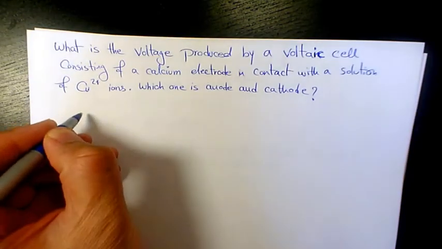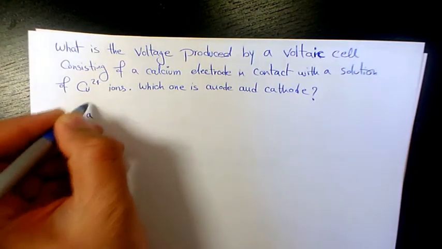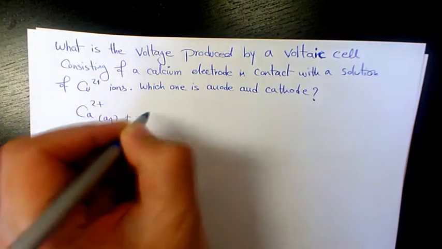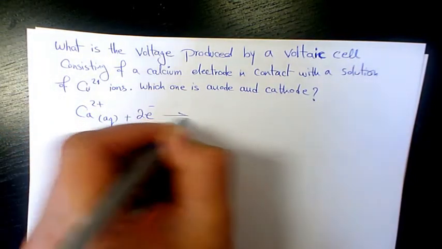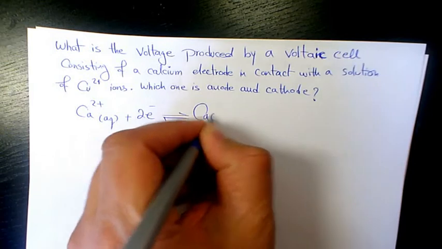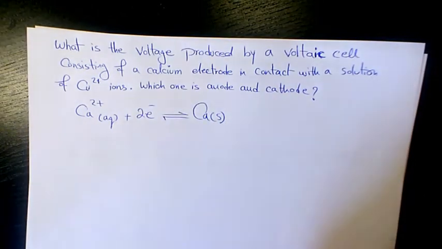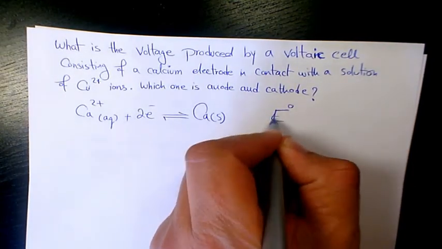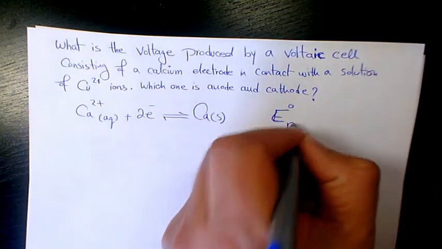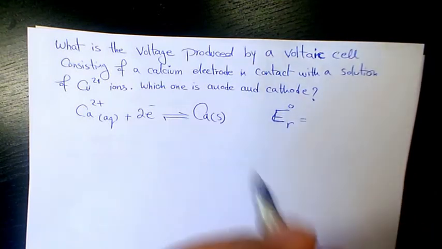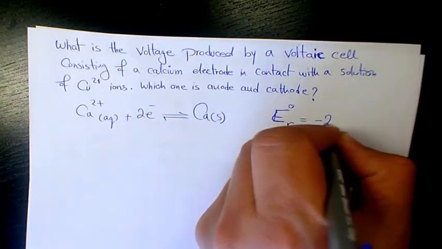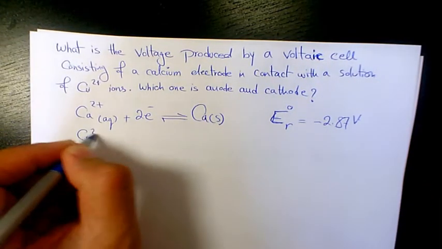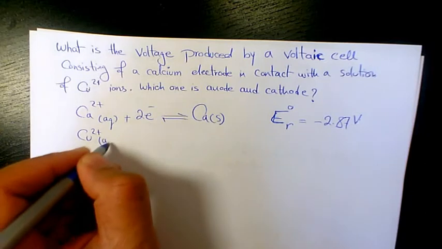One of them is calcium, which is in ionic form, Ca2+, aqueous phase, plus 2 electrons. It's gonna give us calcium in solid phase. And the reduction potential is negative 2.87 volt. On the other hand, we have ionic copper in aqueous phase.